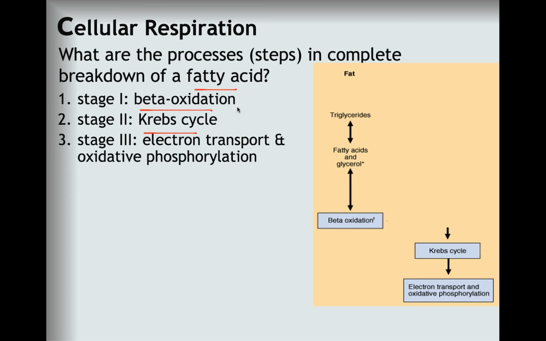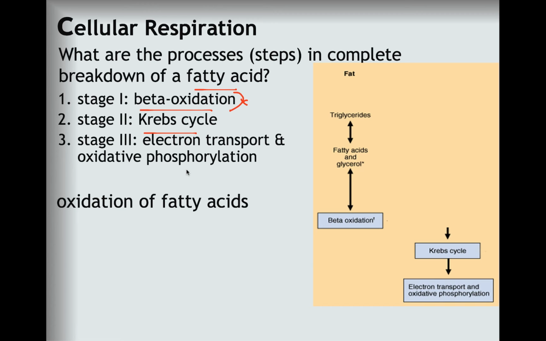Glycolysis is only for the breakdown of glucose or a carbohydrate. So beta oxidation is the analogous step for breaking down a fatty acid, but then Krebs cycle and electron transport and oxidative phosphorylation are common to the breakdown of carbohydrate and fat, and by the way, also protein if we looked at it. So there you go.